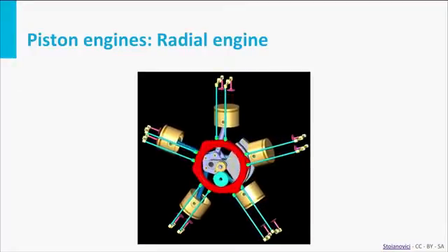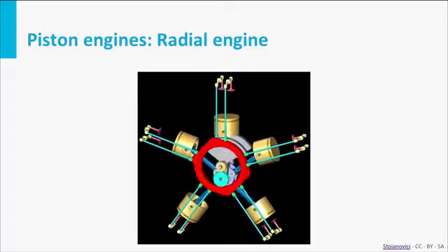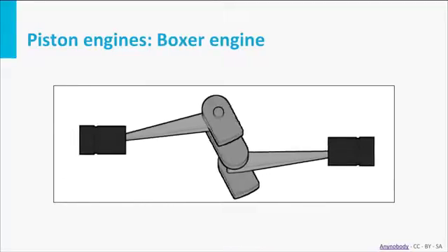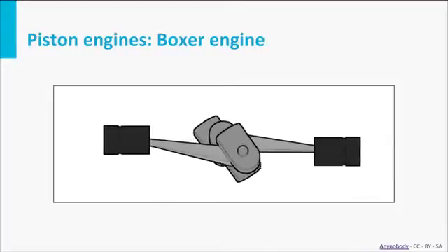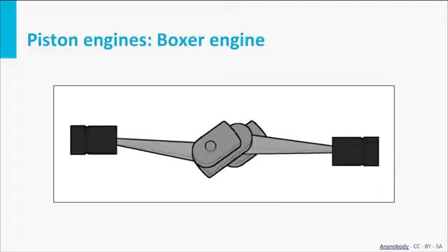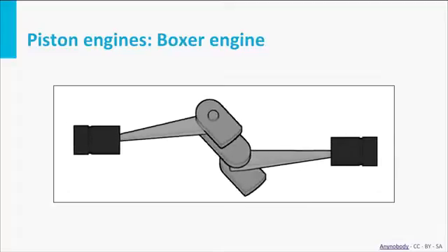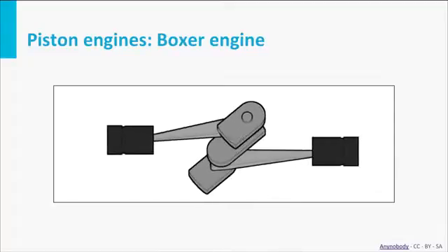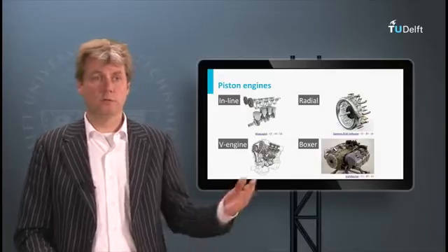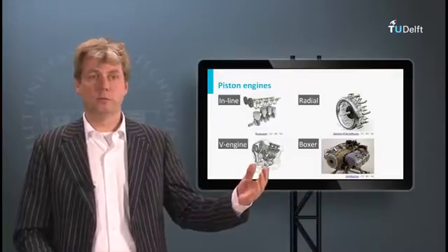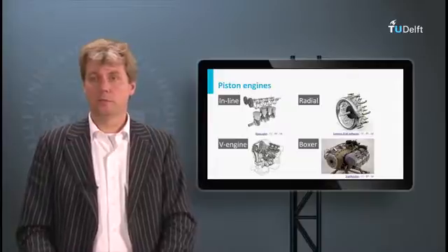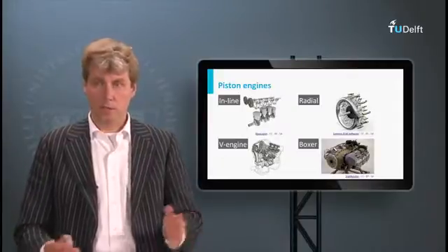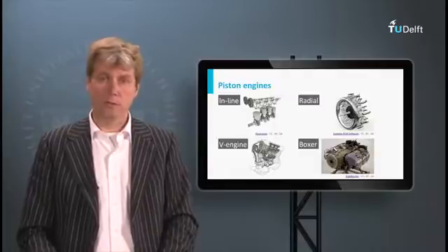A variation on the inline engine is what's called the boxer engine, in which the two cylinders are put on opposite sides, and in this way create an arrangement similar to the inline engines. But it's also possible to put them in a different configuration. For instance, the V engine, which is similar to a boxer engine, but has the cylinders on both sides slightly up. And you see here the inline, radial and boxer engine also indicated.